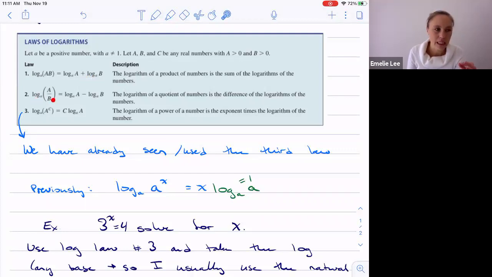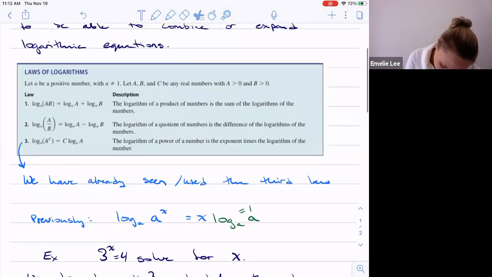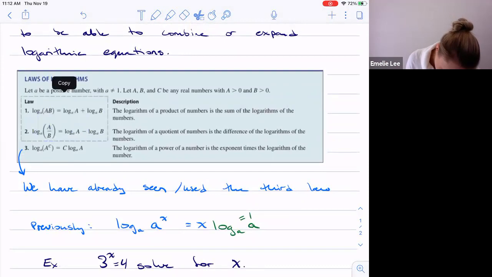Log base A of A over B, well, now because I'm dividing, then I have the log base A of A minus the log base A of B, right? And so if I'm dividing here, it becomes subtraction. It only works for multiplying and dividing or adding or subtracting, depending on if you're expanding, going from the left to the right, or combining, going from the right to the left, okay? One thing I want you to notice, and so I'm going to steal these log laws here, laws 1 and 2.